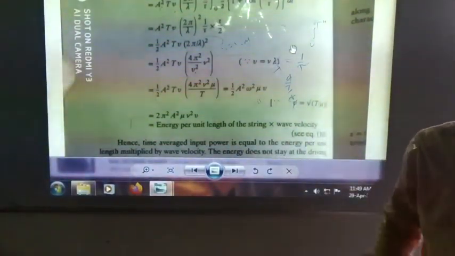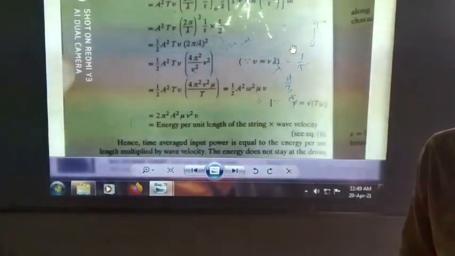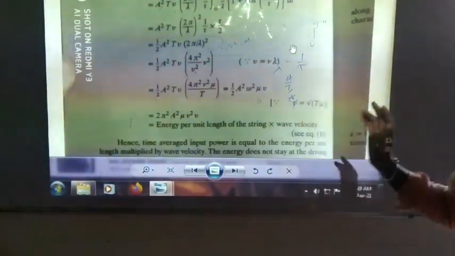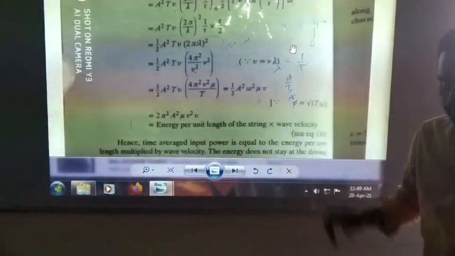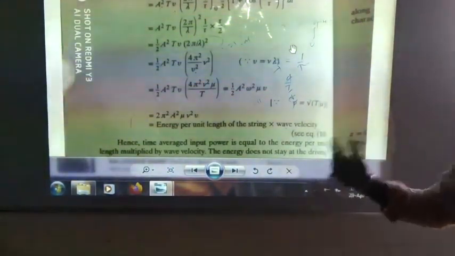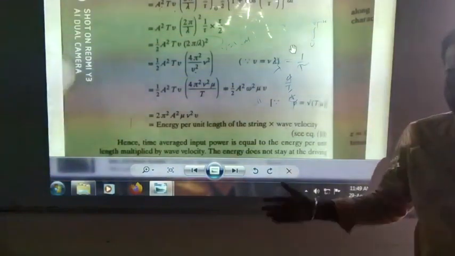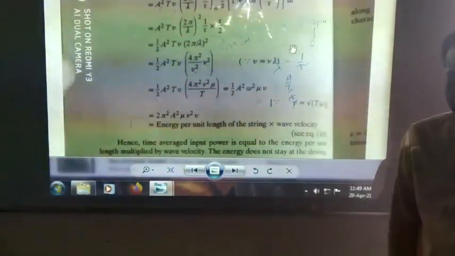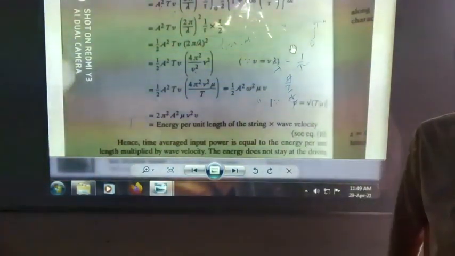Energy transport, very very important. We left one topic in the first part, that is impedance. Right, that will complete half of the first unit. Okay, in the next class we will see the impedance of transverse waves. Okay, thank you.